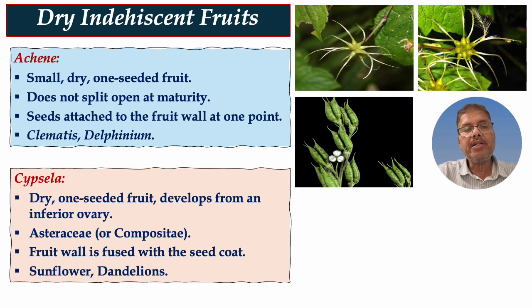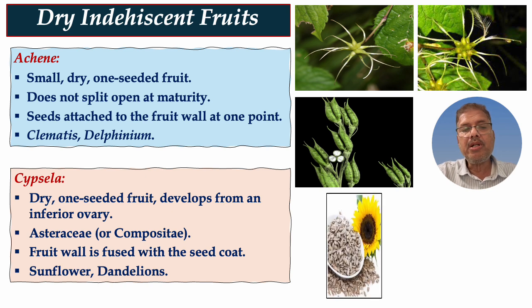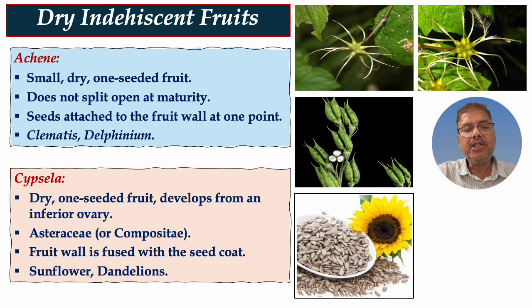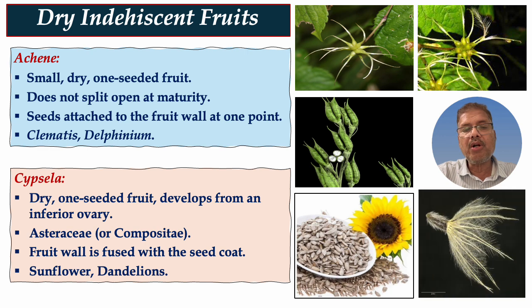A cypsela is a dry one-seeded fruit that develops from the inferior ovary, characteristic of the plants in Asteraceae or Compositae, such as the sunflowers and dandelions. It is similar to an achene, but it is distinguished by its origin from an inferior ovary. The fruit wall is often fused with the seed coat.